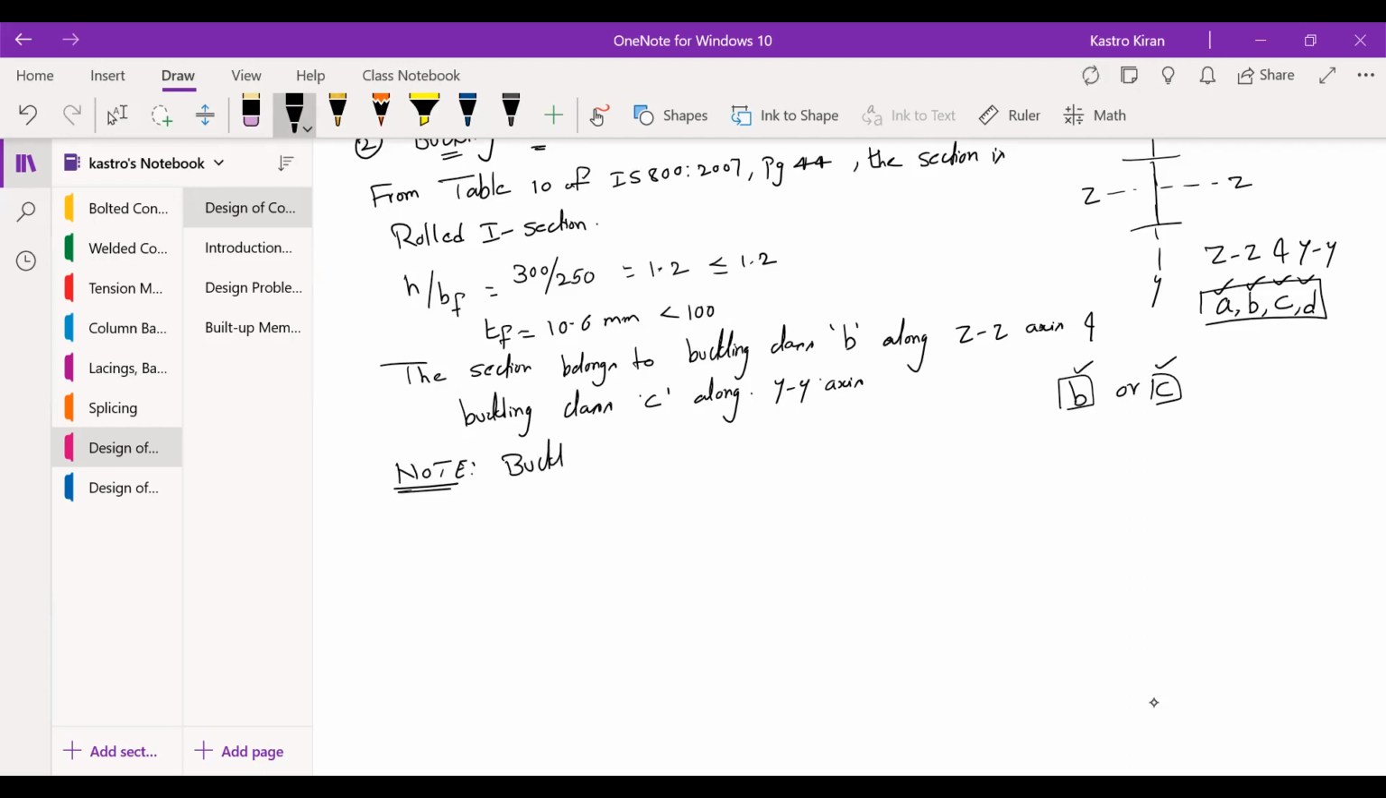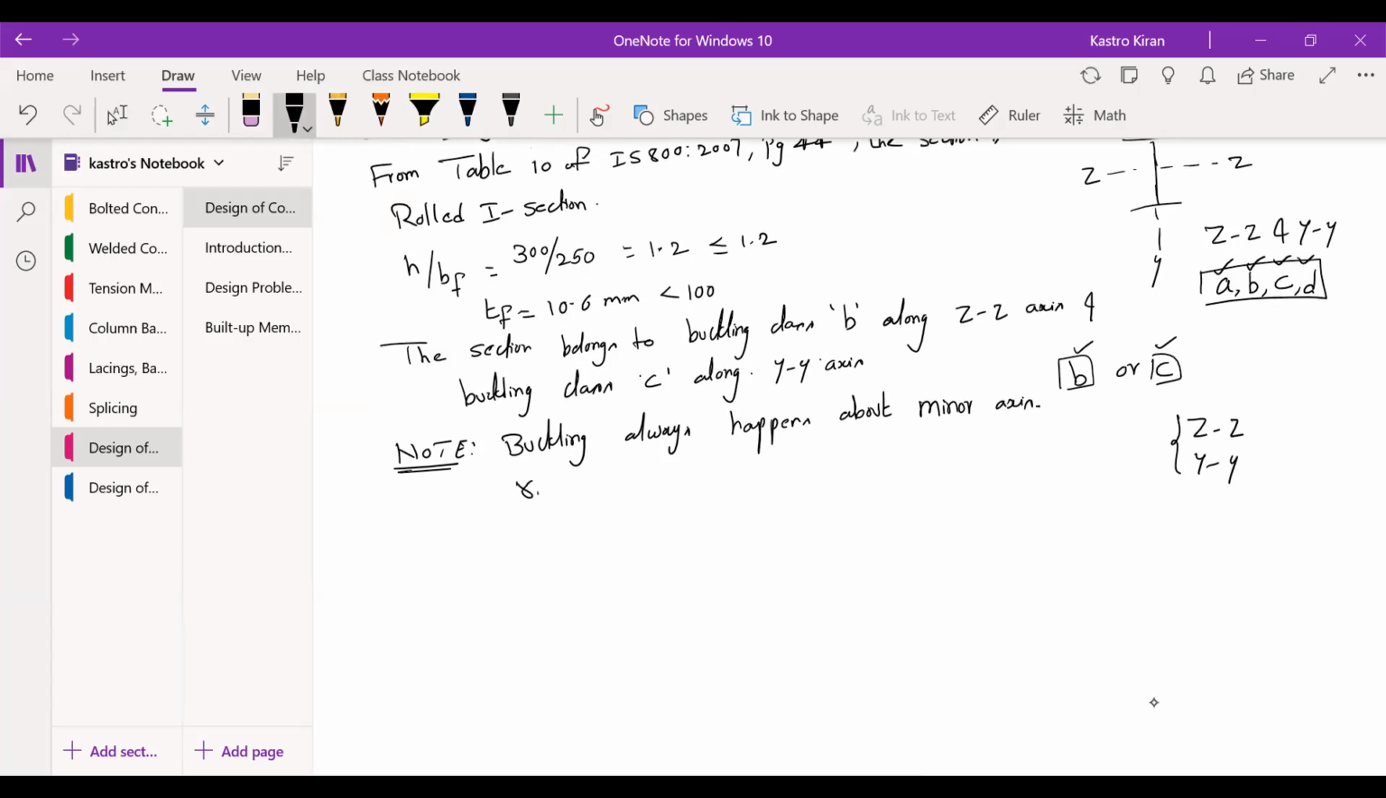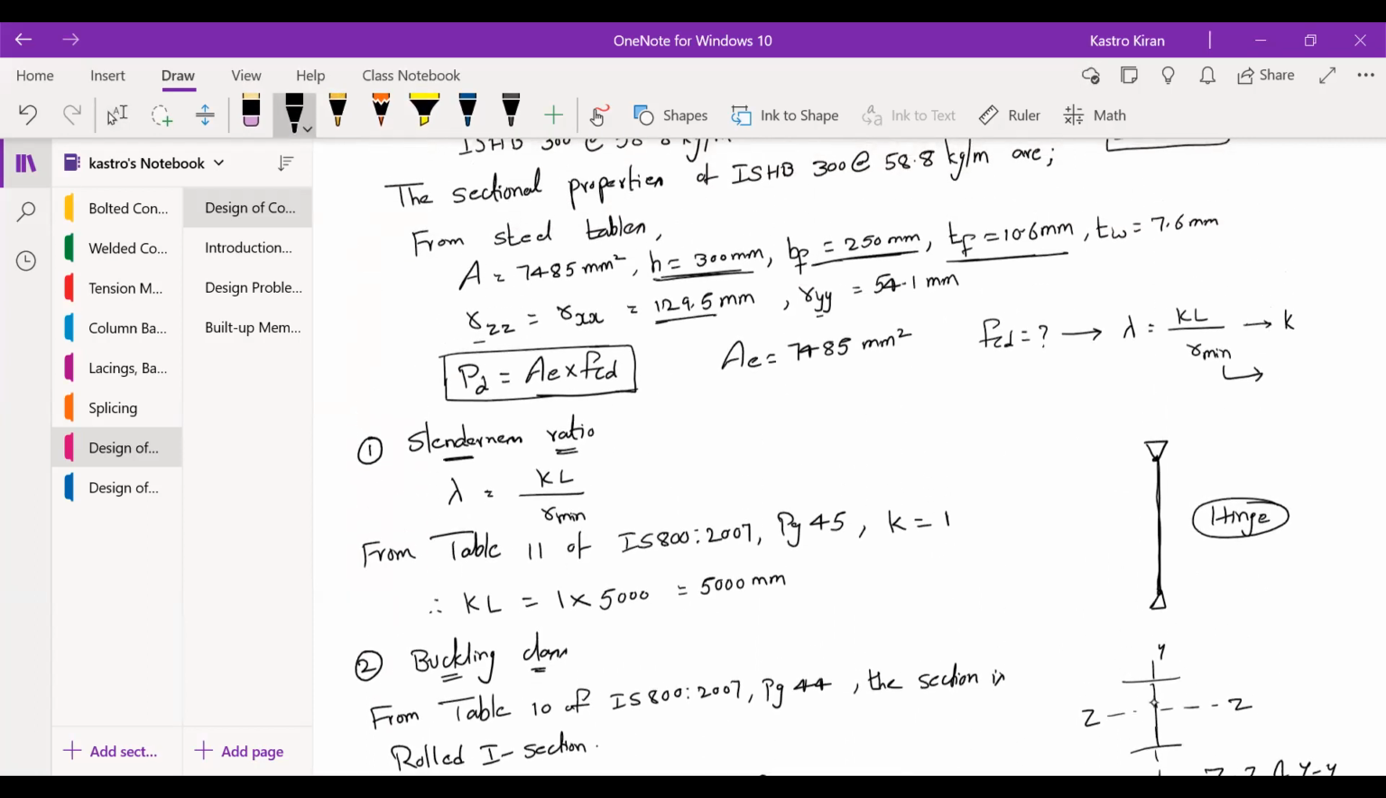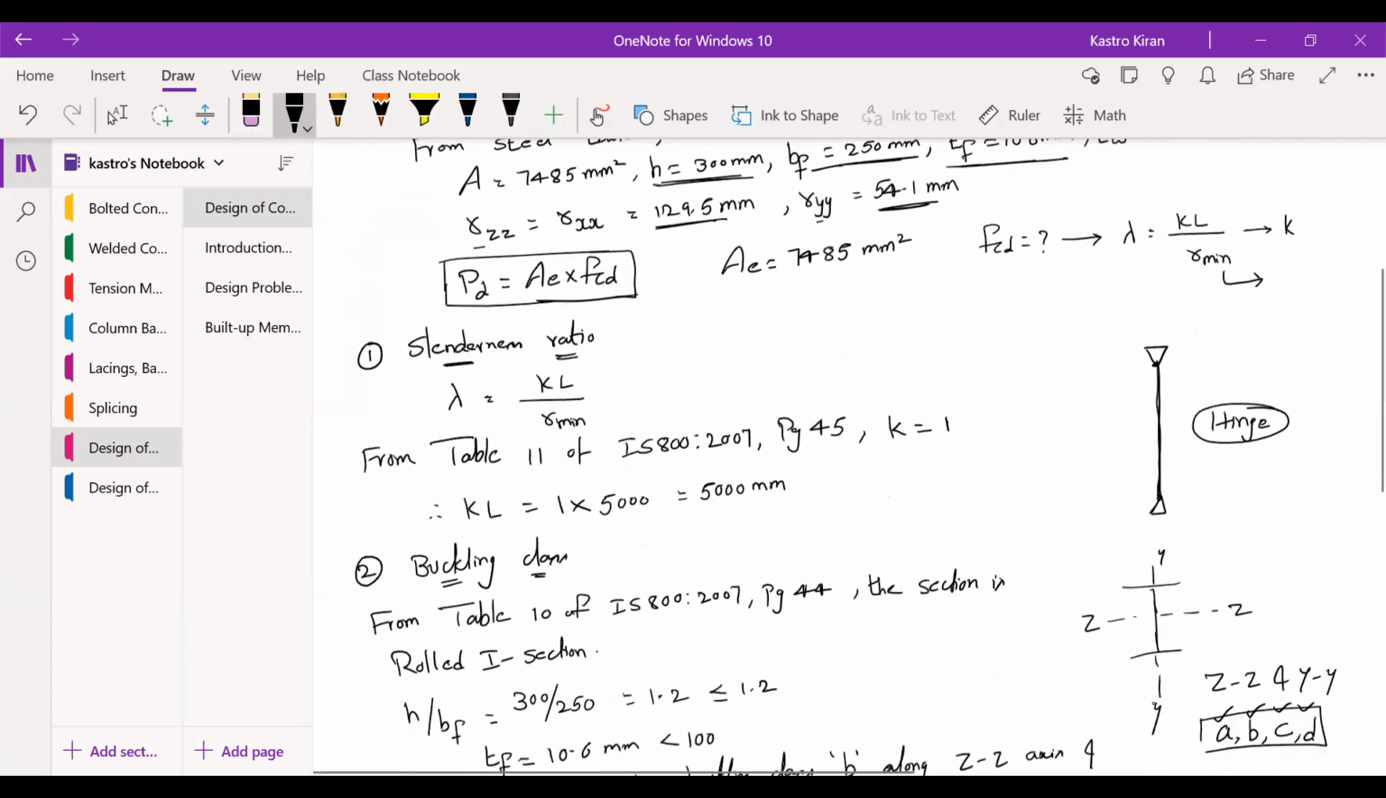Remember, buckling always happens about the minor axis. Now, what is the minor axis? You have the ZZ axis and you also have the YY axis. How will you specify which axis is the minor axis and which is the major axis? You have the value of RZZ and you also have the value of RYY. RZZ is 129.5 mm and RYY is 54.1 mm.